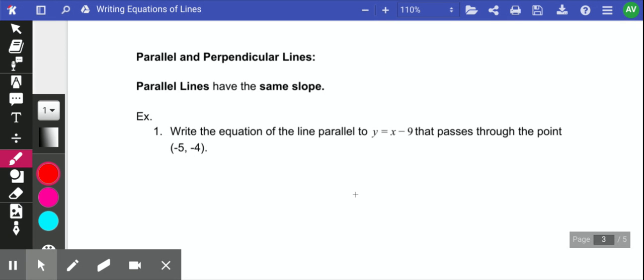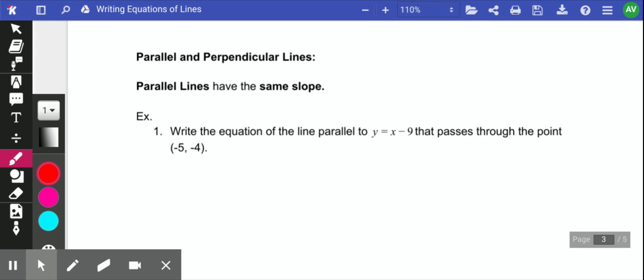All right, now we're taking a look at parallel and perpendicular lines. These examples are on parallel lines. So the important thing to know about parallel lines is they have the same slope. They're the ones that, if they were graphed in a coordinate plane, never touch. They go on forever and ever, and they never intersect with each other. So now we're going to practice writing the equation of lines that are parallel.